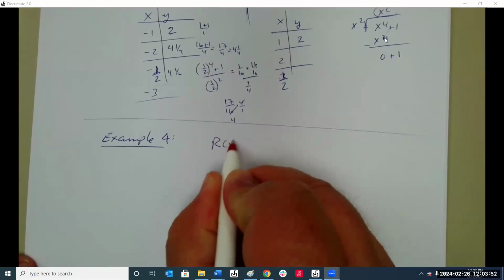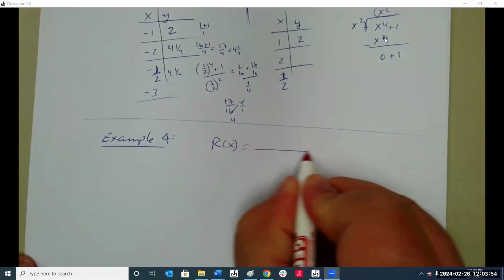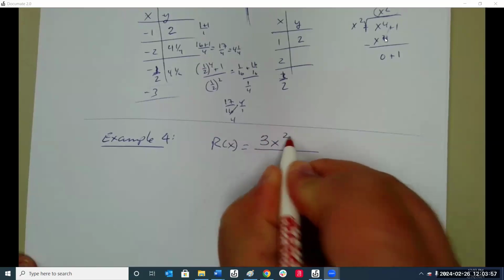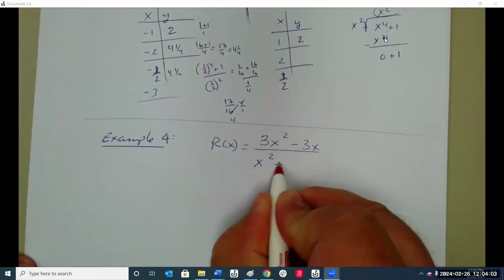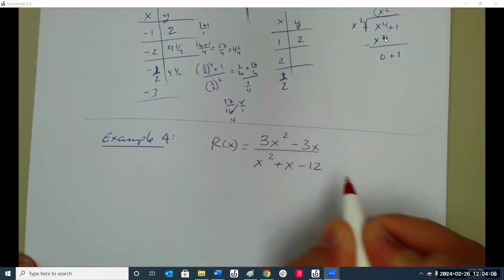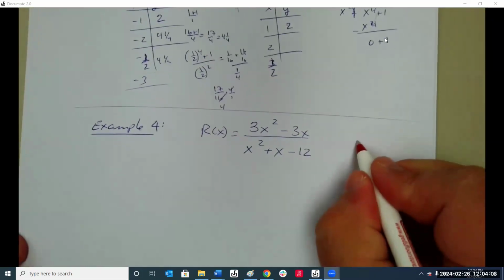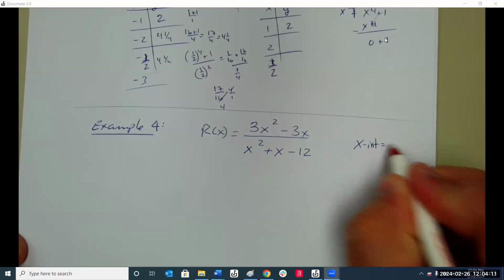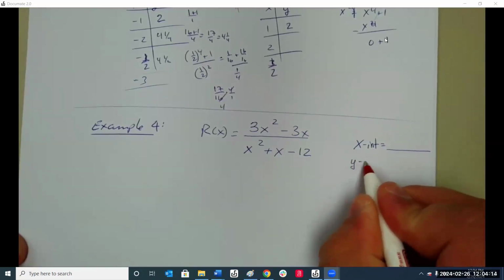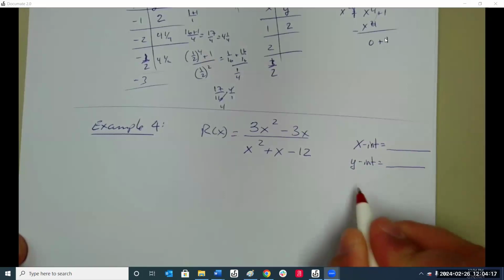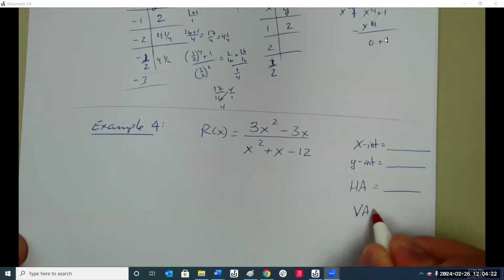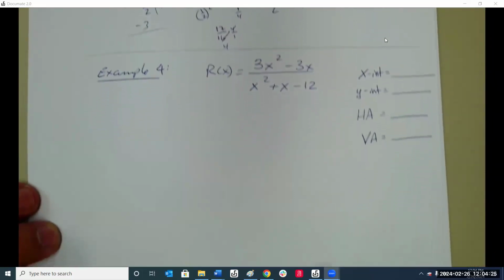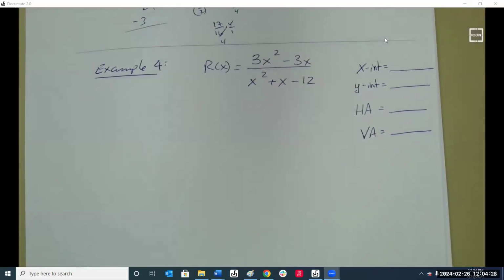Example 4. Three x squared minus 3x over x squared plus x minus 12. So if we find all of these, we'll be in good shape.